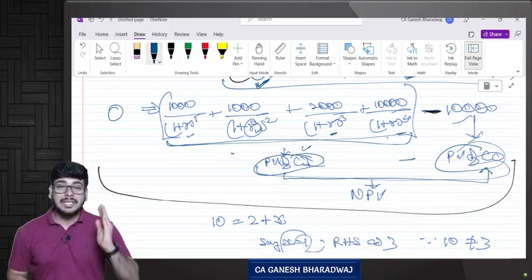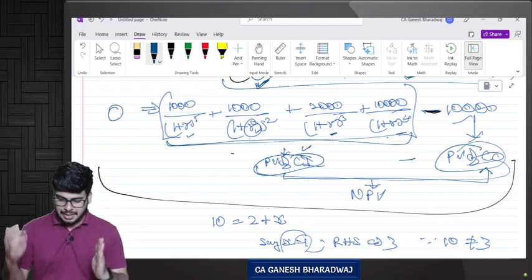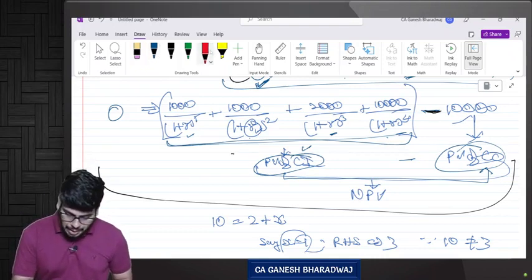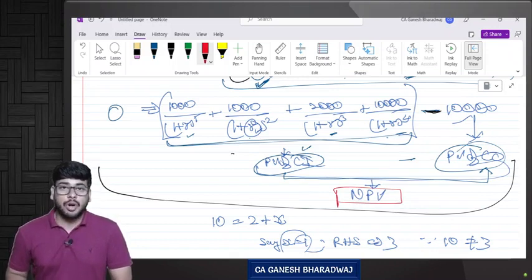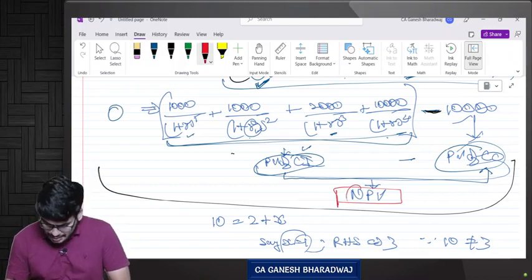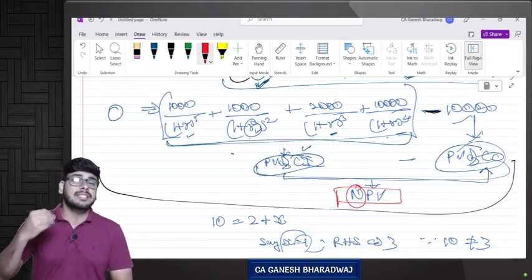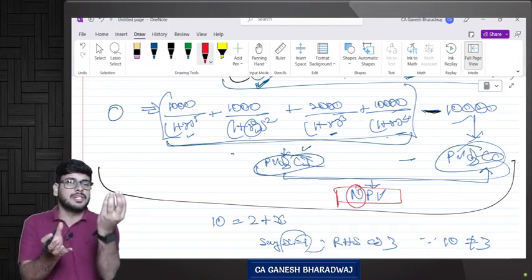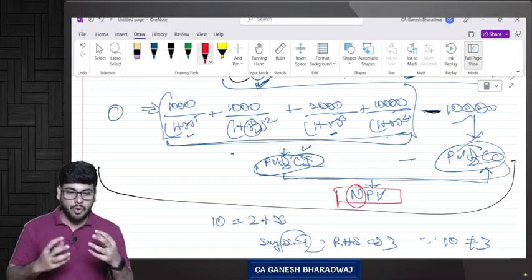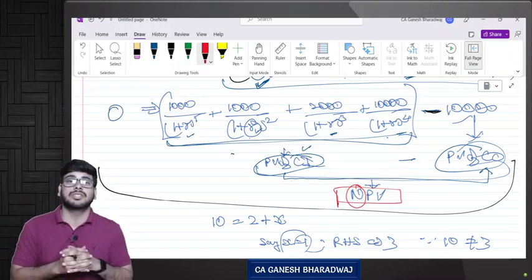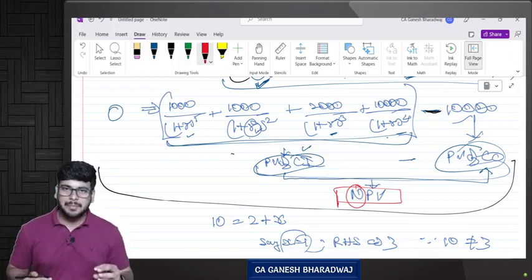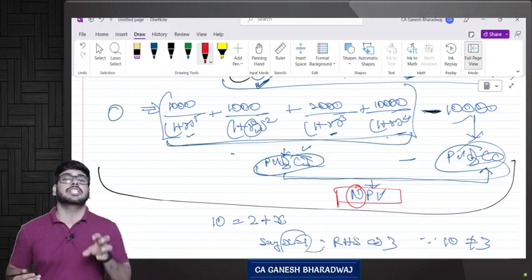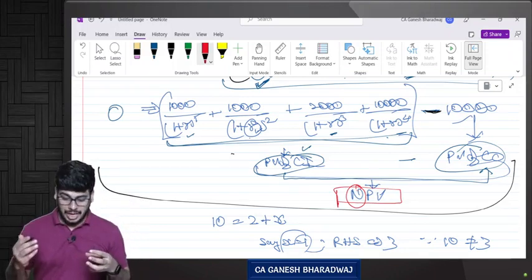Present value of cash inflow minus present value of cash outflow is popularly known as net present value, NPV. So what do you mean by NPV? NPV stands for net present value. Why is it called net? What is netting off? You are netting off your present value of inflow with your outflow. This netting off of cash flows is called net present value. So net present value means present value of cash inflow minus present value of cash outflow.